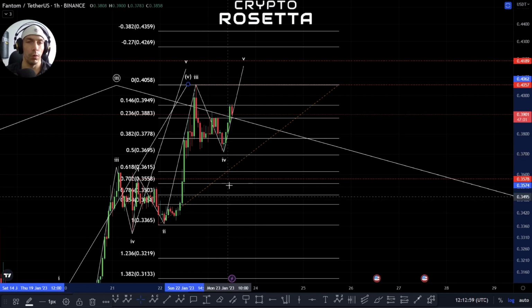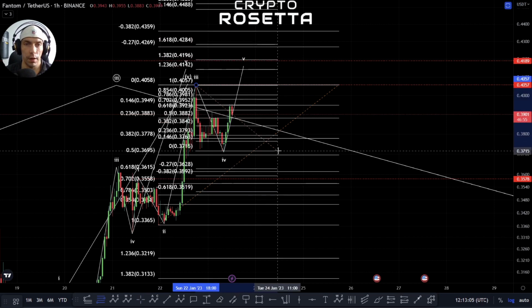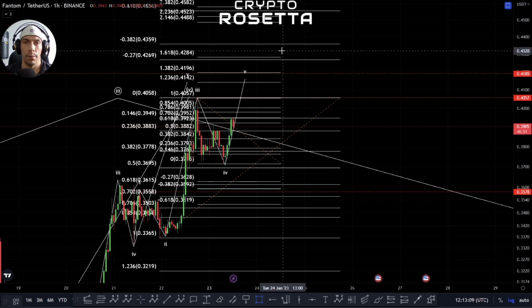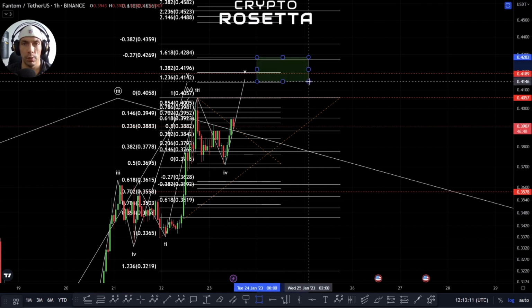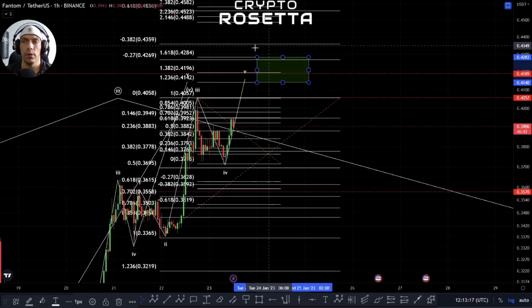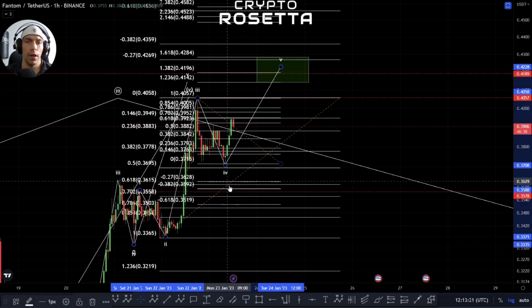But for as long as we hold this area, it is possible that we could see an additional leg to the upside, and that leg could potentially target this box area here, which I'm going to draw on, from 41.42 to 42.84. That could be a zone that we look to move up for in a fifth wave if we manage to hold this current area.